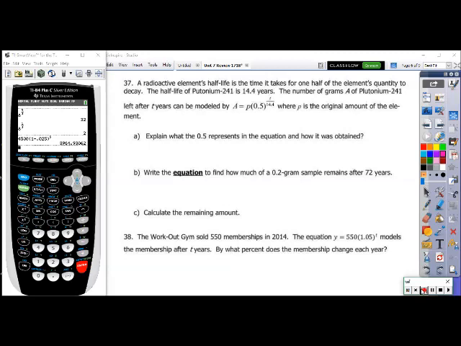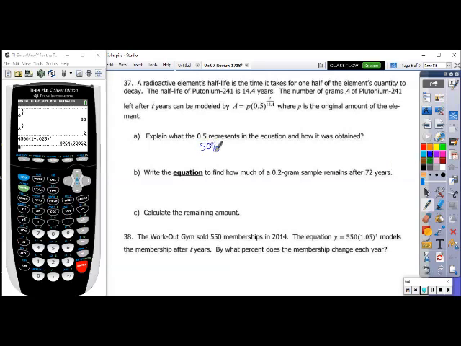37, we have a radioactive element's half-life is the time it takes for 1/2 of the element's quantity to decay. The half-life of plutonium 241 is 14.4 years. The number of grams A of plutonium 241 left after T years can be modeled by the equation given, where P is the original amount of the element. Explain what the 0.5 represents in the equation. Well, since it is a half-life, that means it's losing half, so that is 50%.